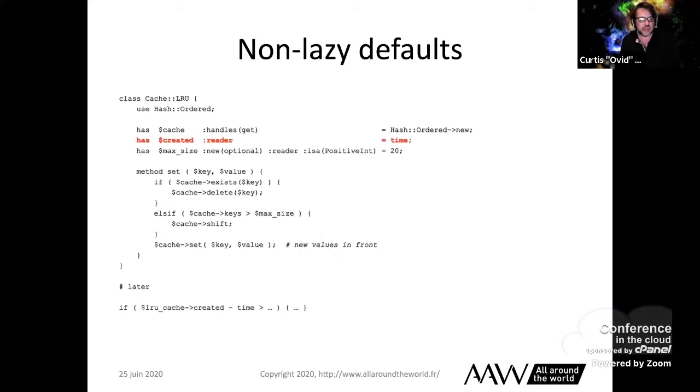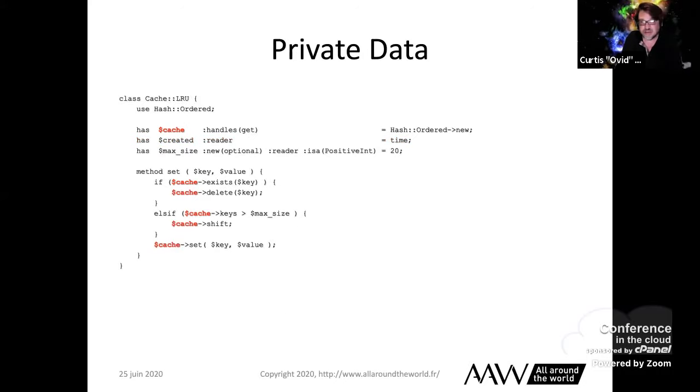If we look at this later, we can see I've got a non-lazy default. Instead of having a builder method, I can have equals time, and that gets evaluated immediately, assuming the value isn't passed in the constructor if it was required. You can see I've got my private data right there. That's my cache variable. That is not available outside the class. It's private.